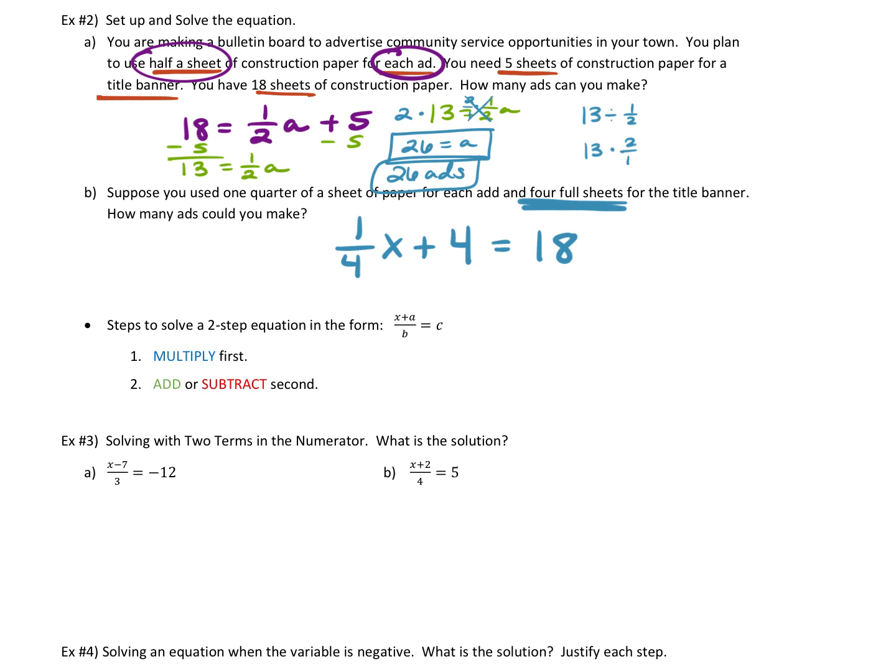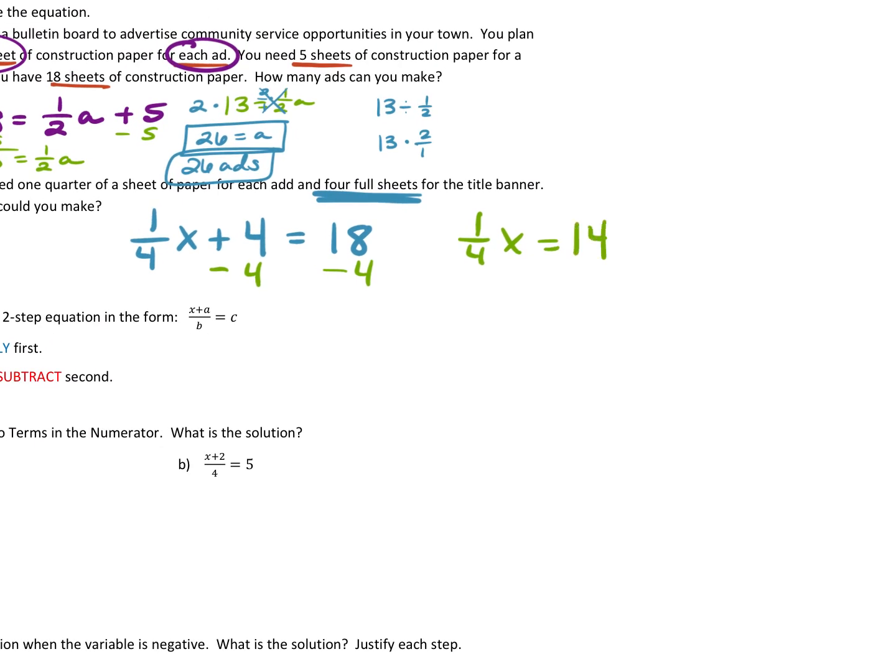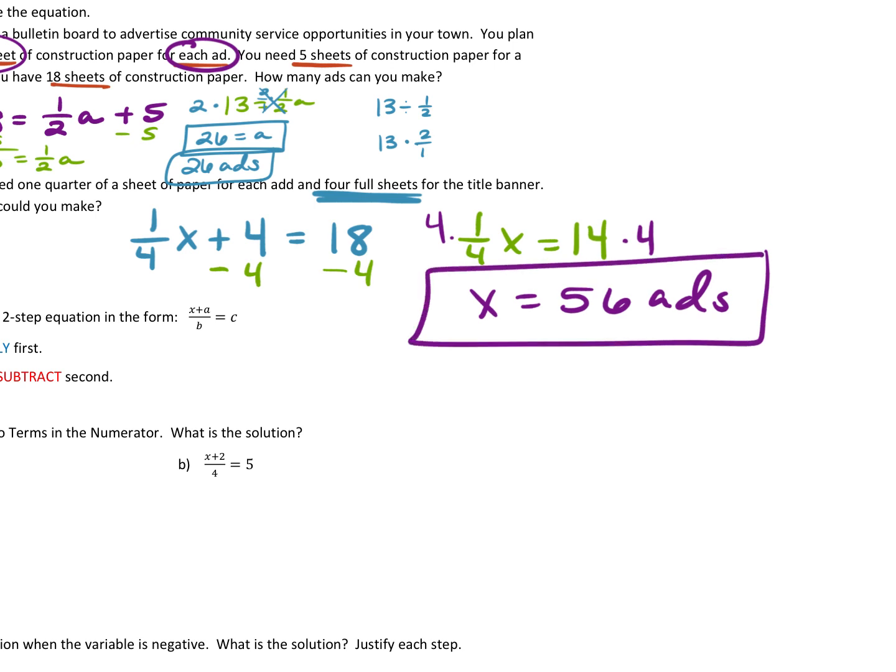Take away the 4. Okay, so 1/4 x equals 14. Now what? Now you multiply by 4. So you're going to go times 4 times 4. So x equals 56. So you can run 56 ads if you do a fourth a sheet with 4 for the title. Questions on that?